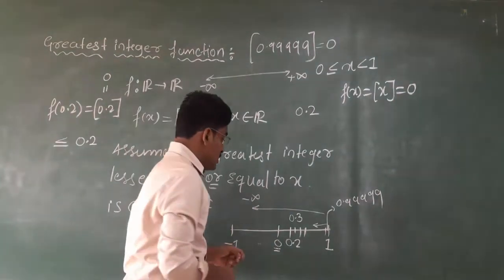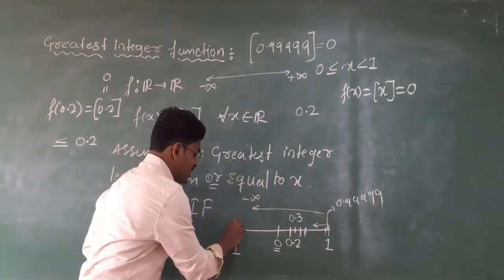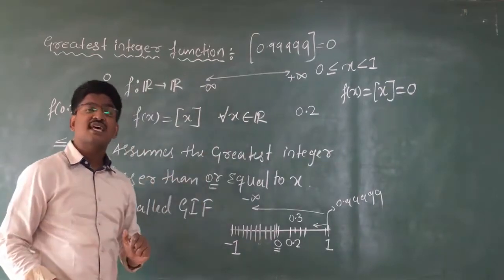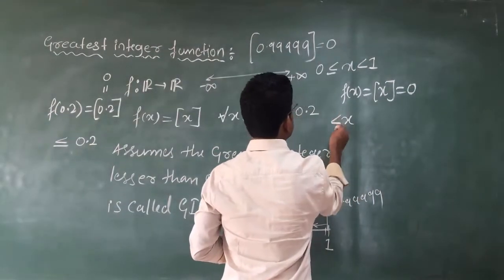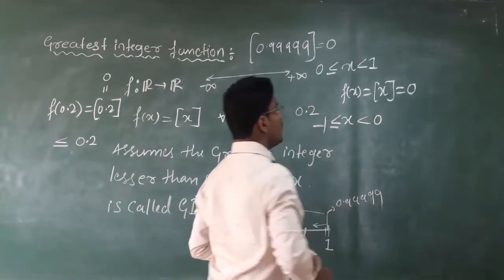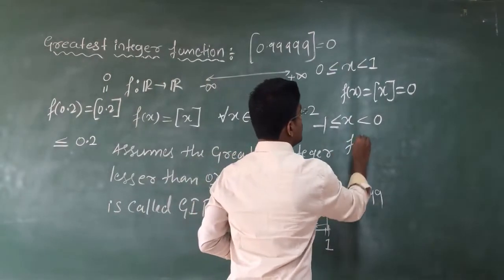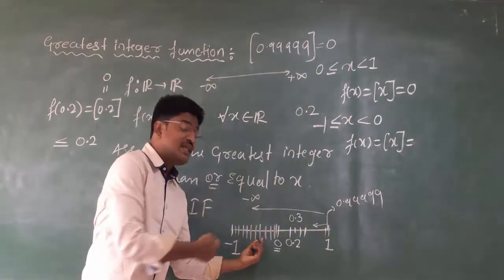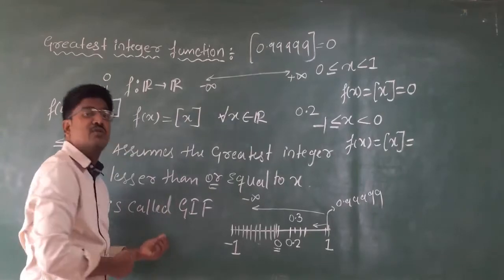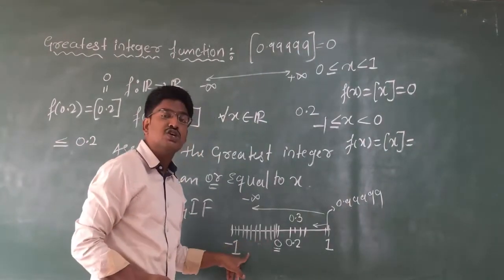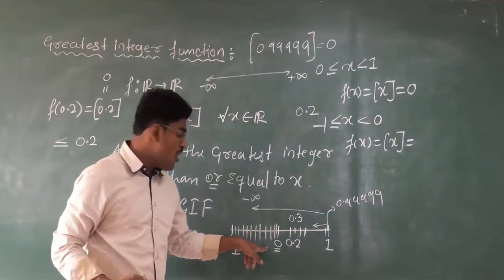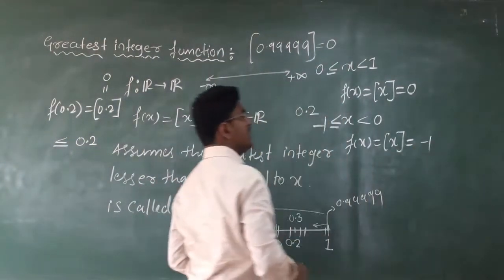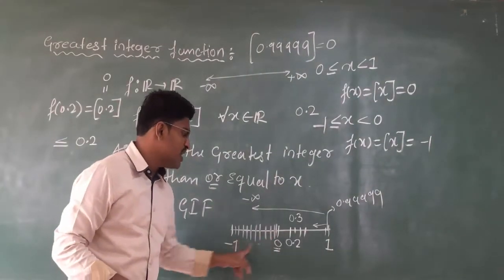In the same way, now you can say, if x lies in between -1 and 0, what is the greatest integer? If x lies in between -1 and 0, f of x, which is the greatest integer of x, will be equal to what? Among the real numbers lesser than those in between -1 and 0, which one is the greatest integer? -1. So -1 will be the greatest integer if x lies in between -1 and 0.